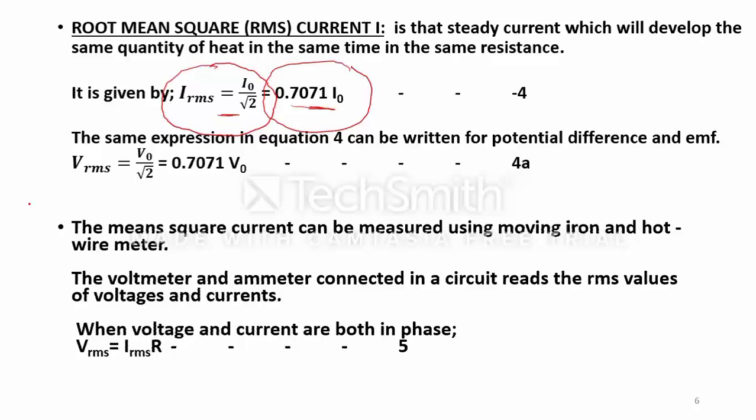We can as well do the same thing for peak voltage and peak current using this same expression, but below, instead of using root mean square, we use I naught. Here, we can replace this as V naught and I naught.